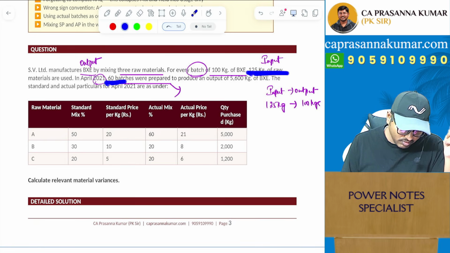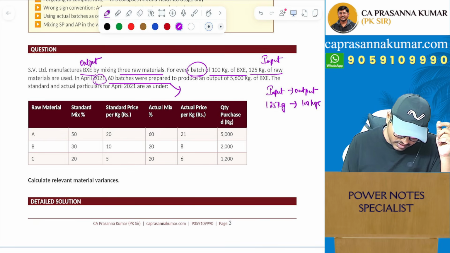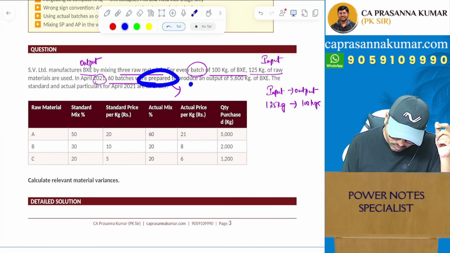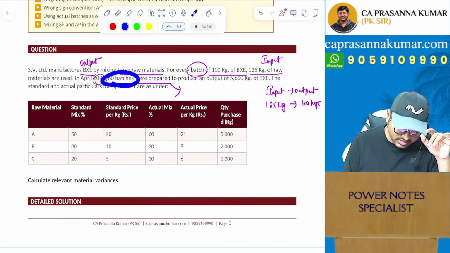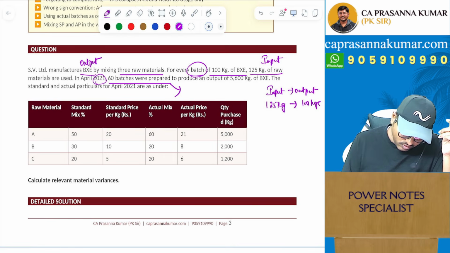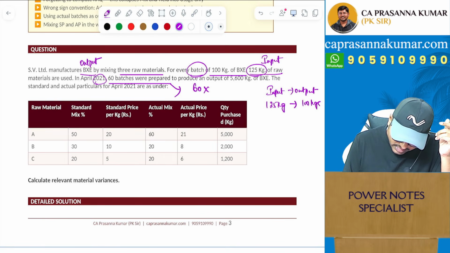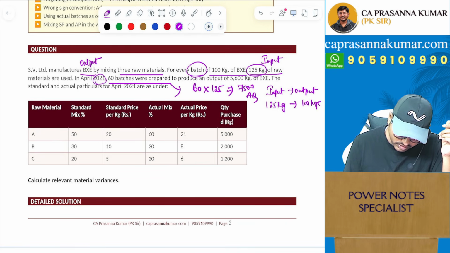60 batches means how much raw metal would you have used? 60 batches has been prepared to produce an output of 5600 kg. This is your actual output, which means 60 batches is your actual consumption. So your total actual consumption of the raw metal will be 60 batches into per batch 125 kgs of raw metal, which will come to 7500. This will be your actual quantity.